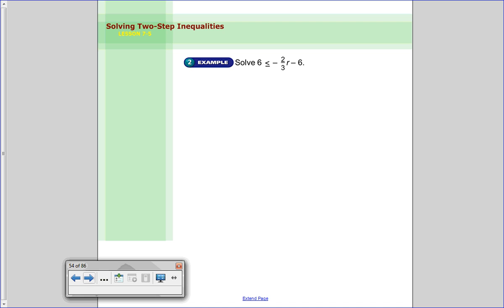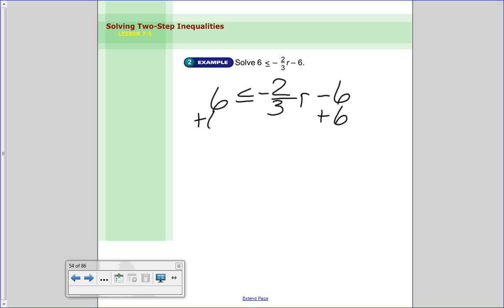So again, we have this example as well. We can solve it together. All right, 6 is less than or equal to negative 2/3 r minus 6. Okay, first you add 6 to both sides. I'm left with 12 is less than or equal to negative 2/3 r. Looking at it right away, that number with the variable r here is negative, so I know my sign's going to reverse. But first, I'm going to multiply it by it.